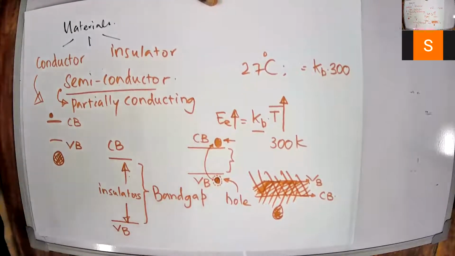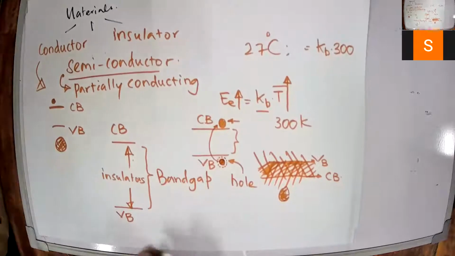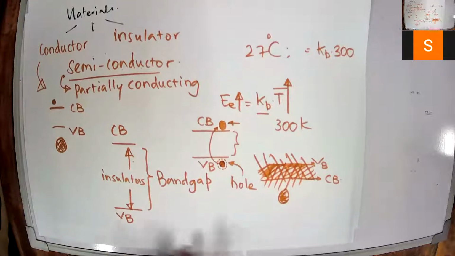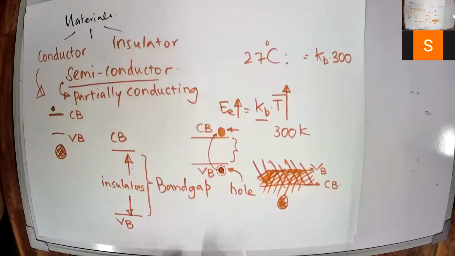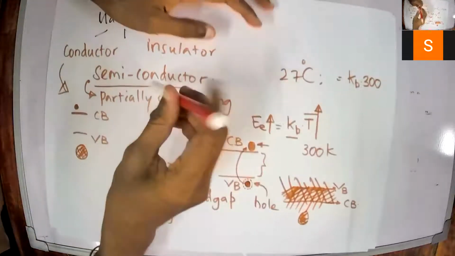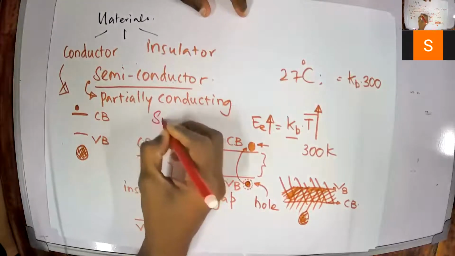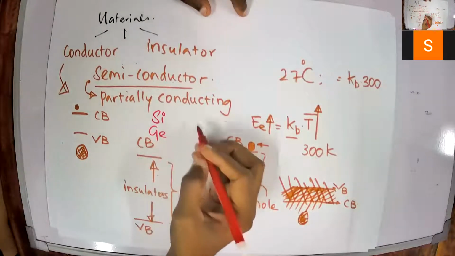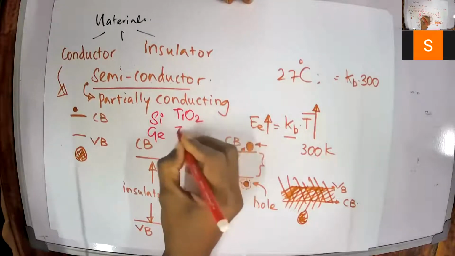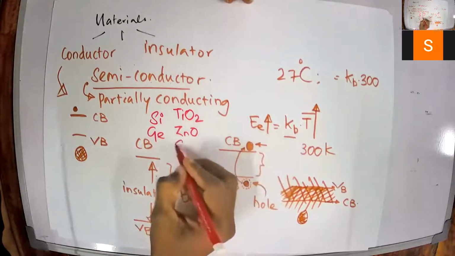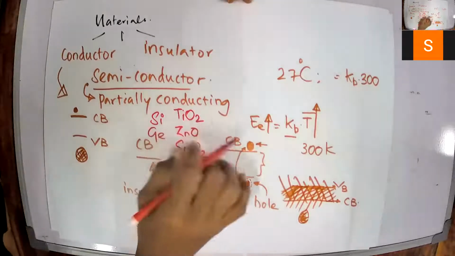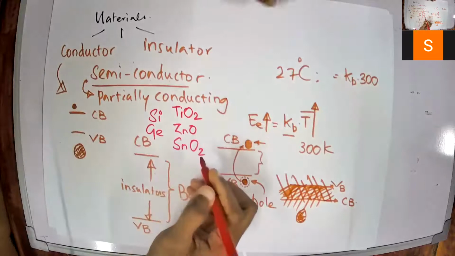Now we'll see about the most conventional intrinsic semiconductor. We have two types of semiconductors; I will explain it later. First, what are the examples for semiconductors? They are the fourth group elements: silicon, germanium, and some other non-conventional materials like titanium dioxide, zinc oxide, SnO2, tin oxide. So these oxide materials are also semiconducting materials.